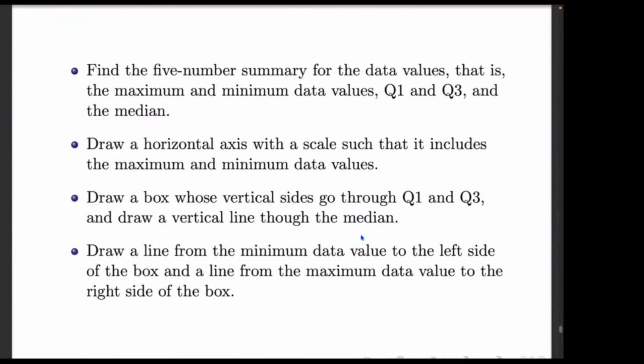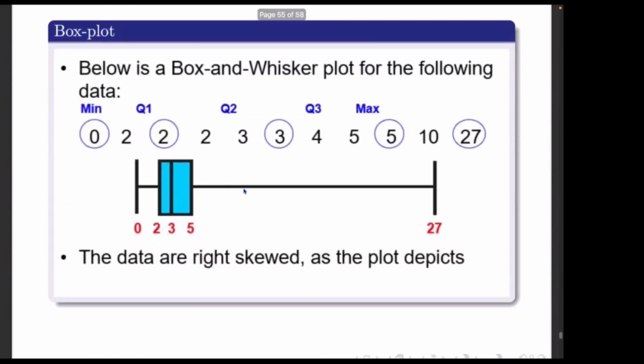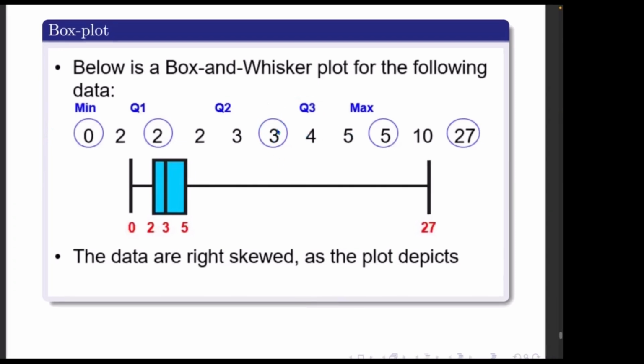So given any values, here our lowest value is 0. Highest value is 27. And then how do we find the first quartile? First the median. How many values do we have? 1, 2, 3, 4, 5, 6, 7, 8, 9, 10, 11. With 11 values, when we take the first 5 off and the last 5 off, we get the middle number, which is 3, as our median.